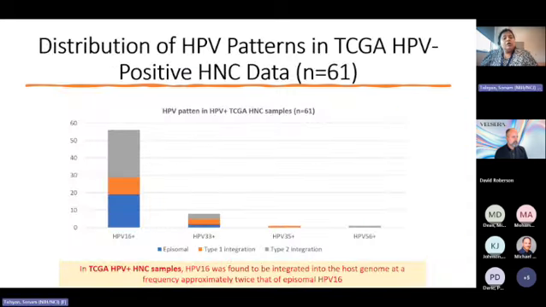We also analyzed the TCGA HPV-positive head and neck cancer data, and we found that most of the samples are HPV-16 positive, and these samples have more integration status when compared to episomal status. So HPV-16 was found to be integrated into the host genome at a frequency which was approximately twice that of episomal HPV-16.